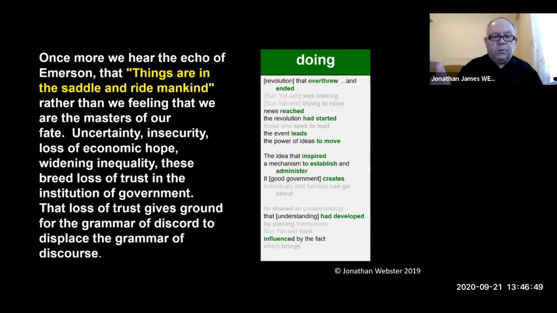When he gives this quote from Emerson, things are in the saddle and ride mankind. You remember our talking about that earlier? At that point, I was trying to make the point that how we construe the world in terms of process, participant, circumstance, really does say something about how we make meaning, how we view the world. Okay, now that was my point then. It's not the point I'm going to make today.